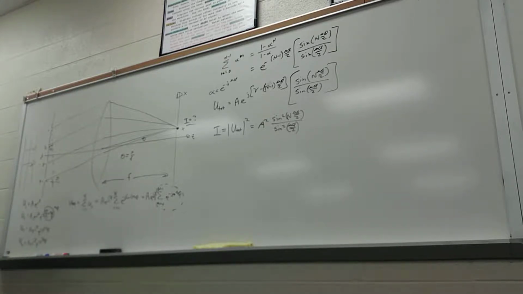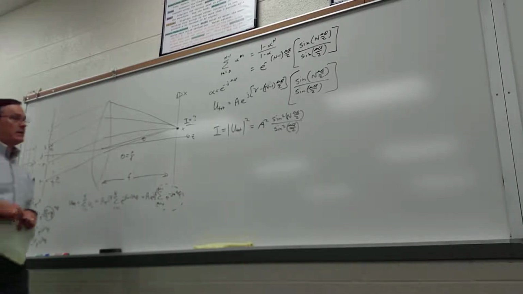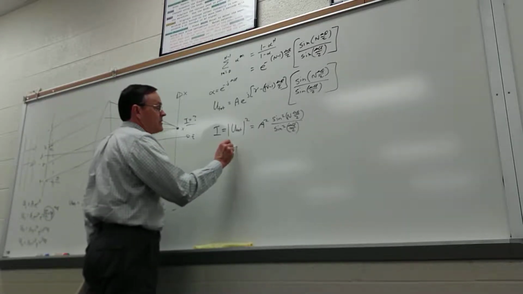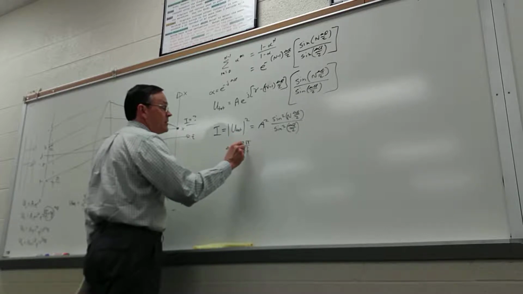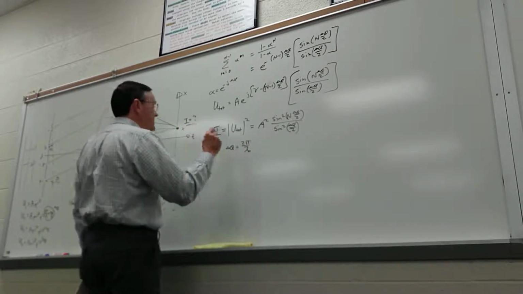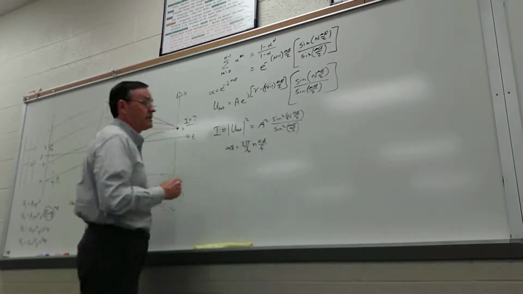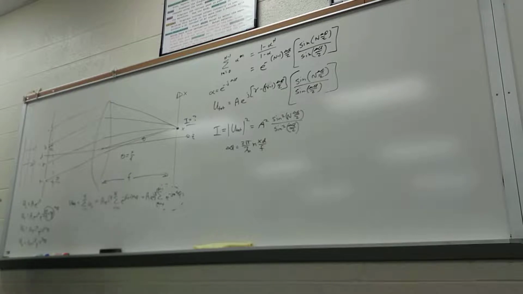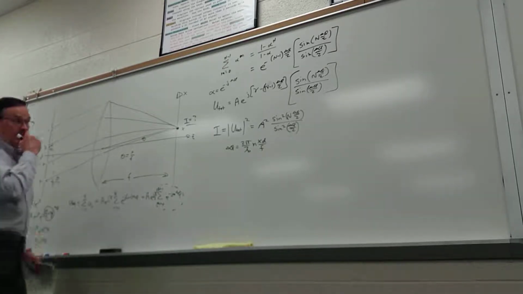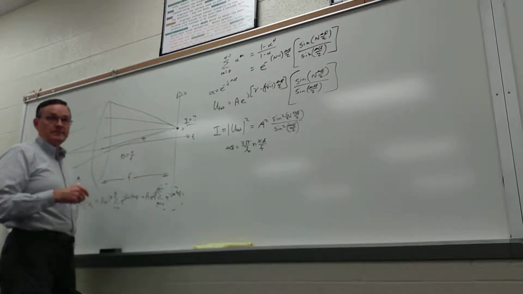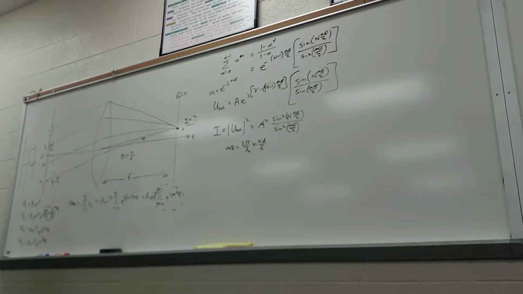And so that's our irradiance, and delta phi, recall, is 2 pi over lambda naught times n x d over the focal length. So we've gotten the irradiance in the plane of observation here along the x-axis. And now we just need to understand, what does that mean?